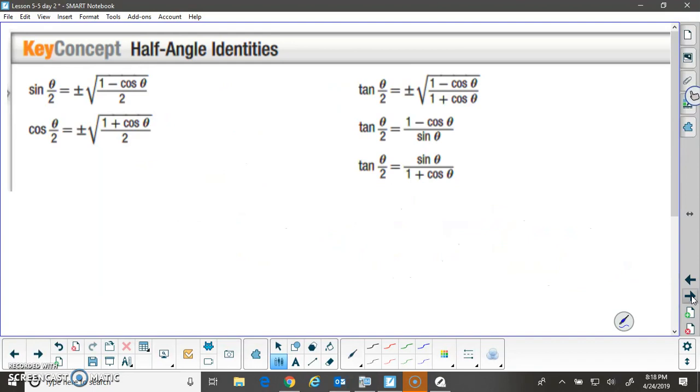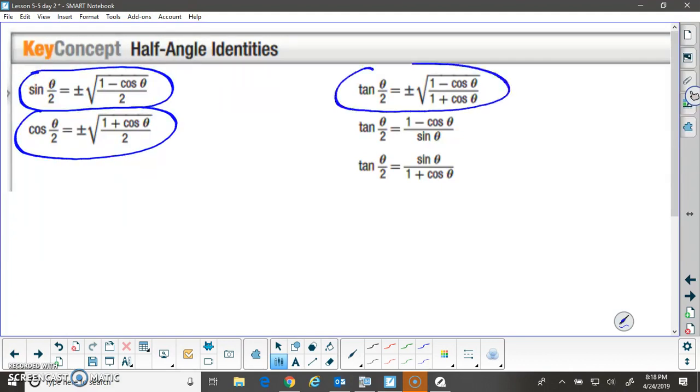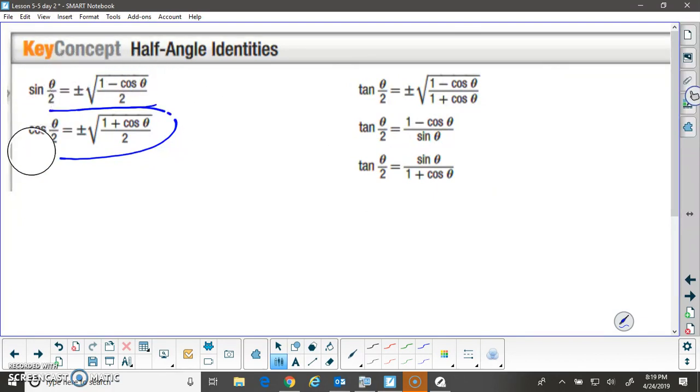Okay, here's your half-angle identities. We have one for the sine. We've got one for the cosine. And then we've got three separate ones for tangent. Now, why do you suppose these identities are called half-angle identities? Because the angle theta is being divided by 2. It's being cut in half. So these are our half-angle identities. We will use them to simplify problems and also to solve equations. So you should have those on your note card.